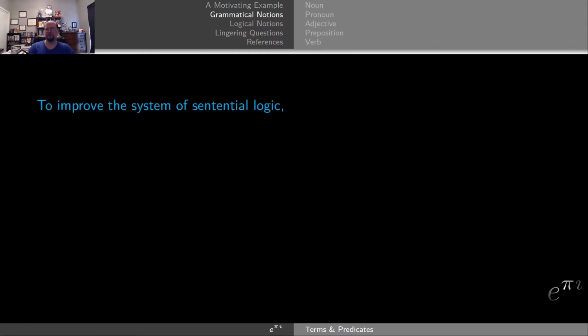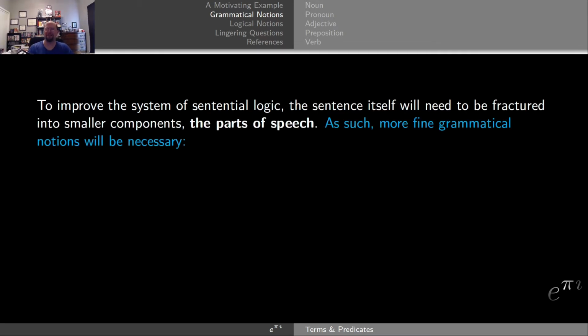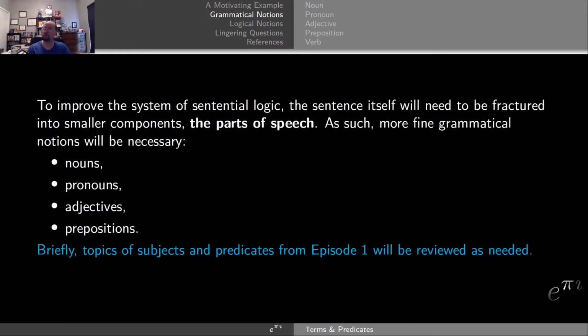To improve the system of sentential logic, the sentence itself will need to be fractured into smaller components, what are known as the parts of speech. As such, more fine grammatical notions will be necessary, things like the noun, pronoun, the adjective, and the preposition. Briefly also, the topics of subjects and predicates from episode 1 will be reviewed as necessary.